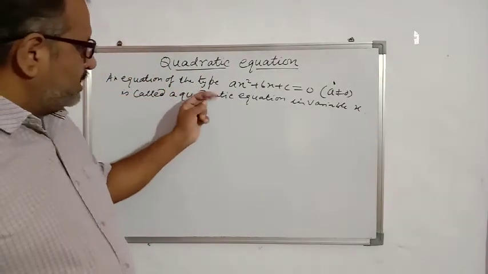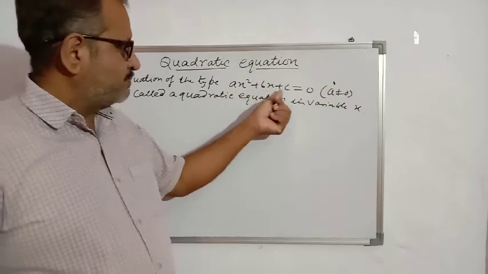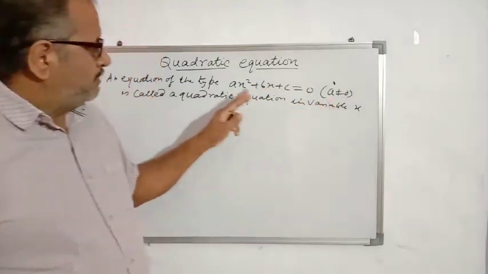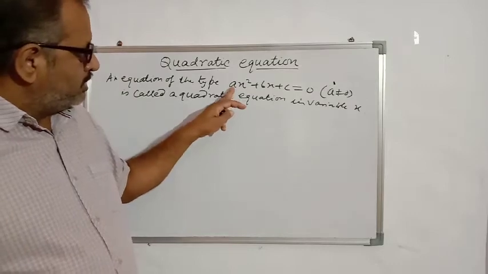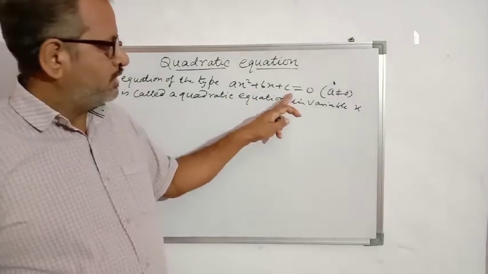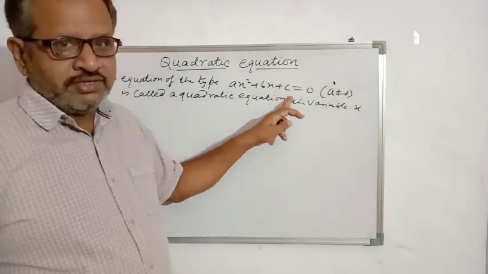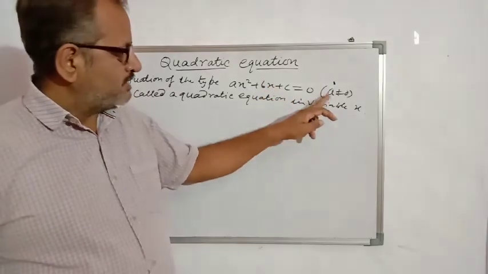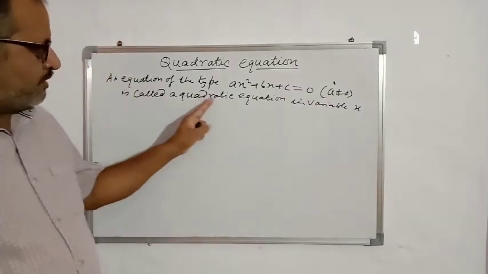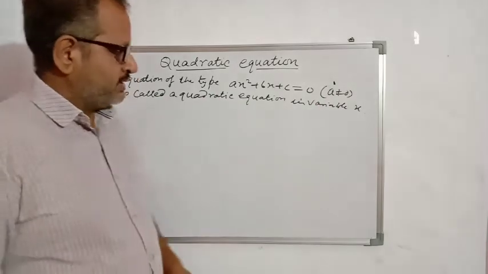An equation of the type ax square plus bx plus c is equal to 0, but a not equal to 0. Because if a will be 0, the equation is reduced to bx plus c is equal to 0. So it will become the linear equation. So that's why it is written here a not equal to 0. It's called a quadratic equation in variable x.